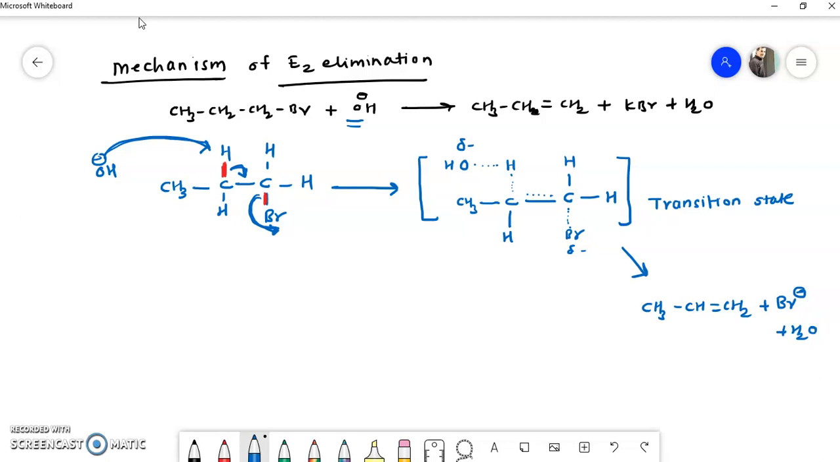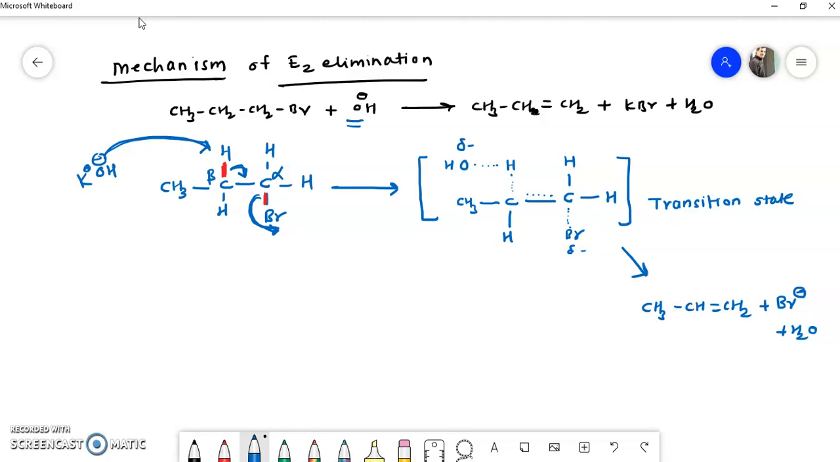Okay, I hope this mechanism is very clear to you. So I will once again explain what happened in the mechanism. See, this is alpha carbon, this is beta carbon. The proton which is present on beta carbon is always abstracted by the base. So this KOH is the base in the surrounding, so this OH minus will abstract this proton.